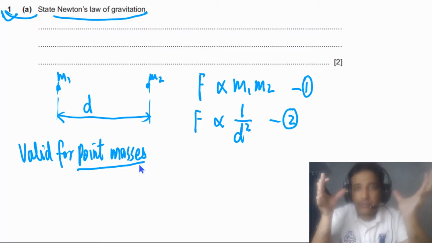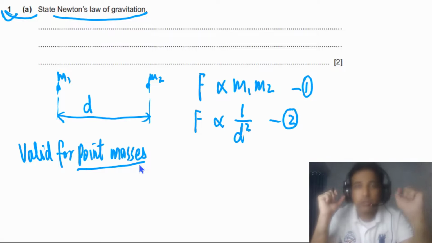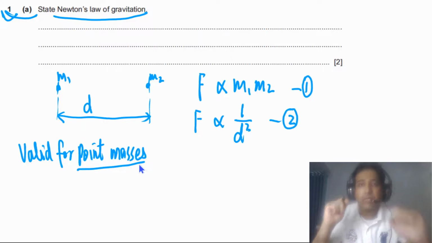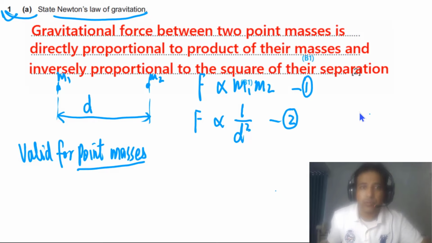As most of the planets are spherical in shape, and also the distance between them is very large, we can treat them as point masses, and we can use Newton's law of gravitation. Now let me show you the answer, how you can state Newton's law of gravitation in a proper way. So this is how you can state it.